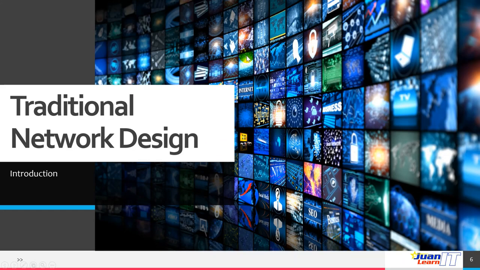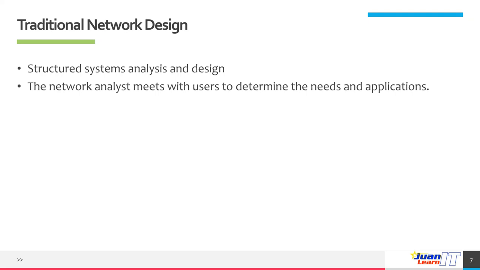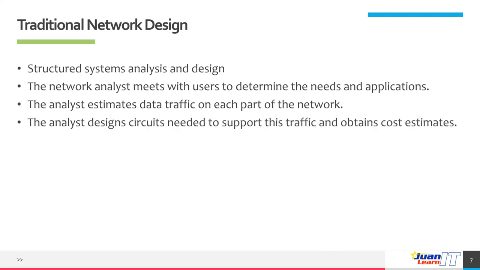The traditional network design follows a very structured systems analysis and design process similar to that used in building applications. First, the network designer meets with users to identify the needs and application systems planned for the network. Second, the analyst develops a precise estimate of the amount of data that each user will send and receive, and uses this estimate to calculate the total amount of traffic on each part of the network. Next, the analyst designs circuits needed to support this traffic, plus a modest increase in traffic, and cost estimates are obtained from vendors. And finally, a year or 2 years later, the network is built and implemented. So this is the traditional network design.